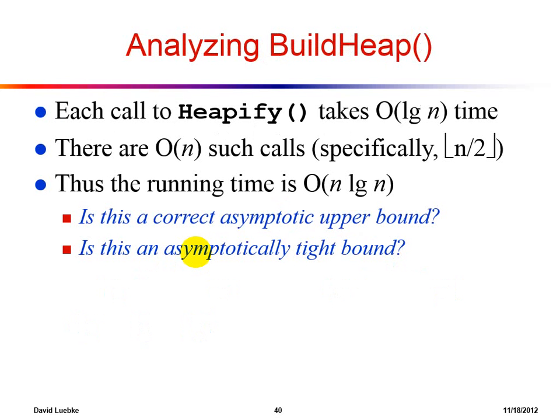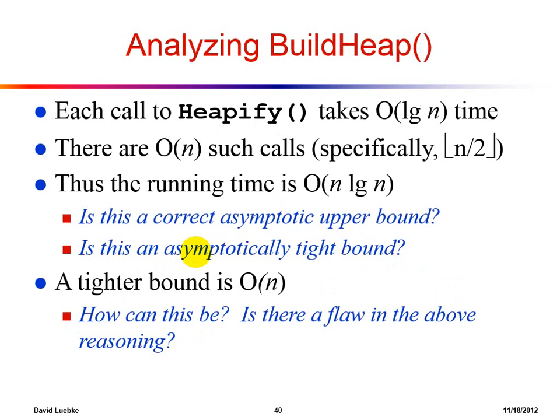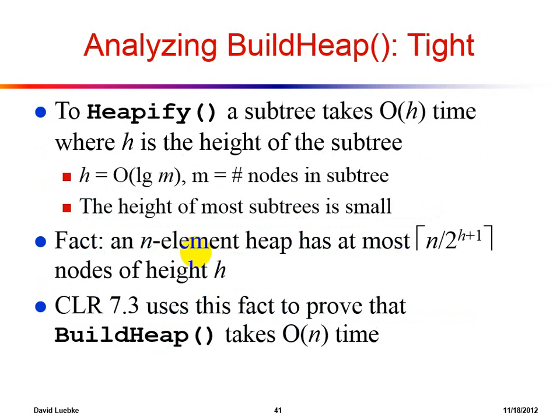But is it an asymptotically tight bound? A tighter bound is order n. And why is this actually important? Why is it actually order n and not order n log n? This is the important thing. Let's say heapify takes order h, where h is the height of the tree. h is order log m, where m is the number of nodes in the subtree.